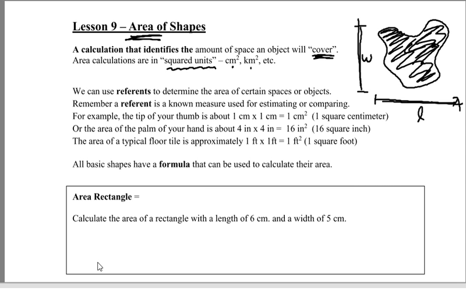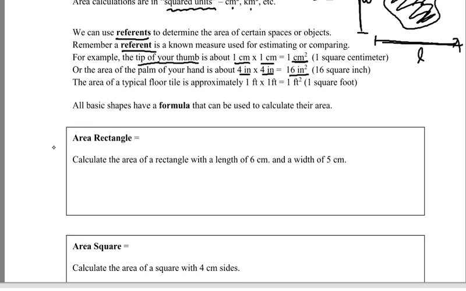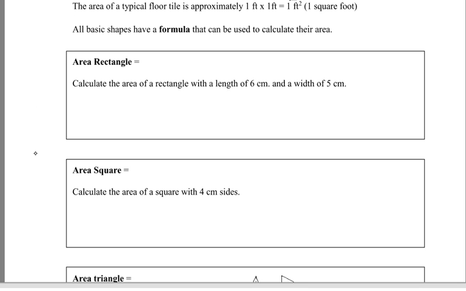Now, there are certain things for reference, like we talked about the imperial system and the metric system. If you want to estimate the area of something, there are certain examples. The tip of your thumb is about 1 by 1 centimeter, or 1 centimeter squared. The palm of your hand is about 4 inches by 4 inches, so 16 inches squared. These are just reference if you had to estimate something. But what we're more focused on is actual calculations. That's what we need to understand and review, because these are going to be used when we get to three-dimensional shapes.